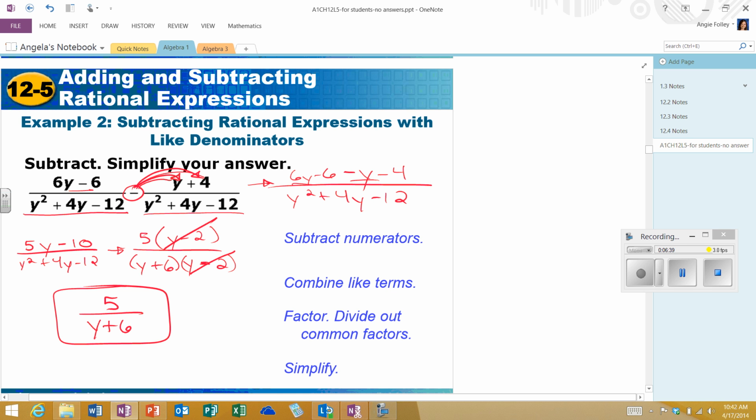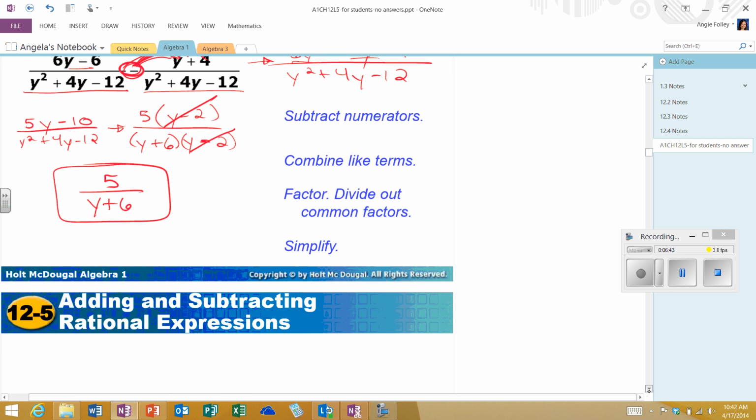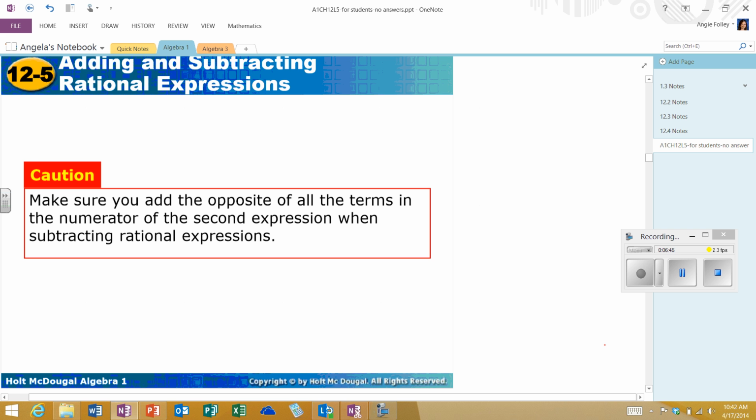So main thing, this negative sign has to go to everything that is being subtracted. Make sure you add the opposites of all the terms in the numerator of the second expression. Okay?